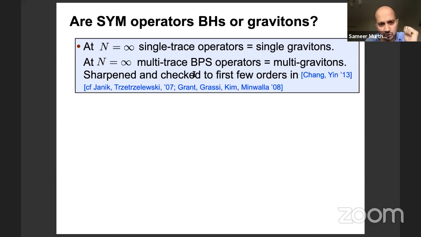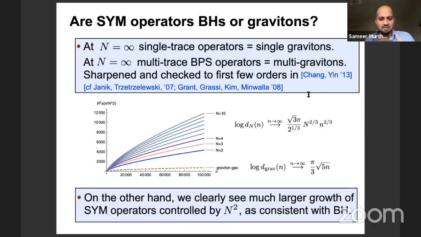They showed that at infinite N, in a very precise sense, if you look at the Q-cohomology, all the Yang-Mills BPS multi-trace operators can be written as multi-gravitons if you use the AdS/CFT dictionary. And numerically they checked it to the first few orders. Now this looks to be in complete contradiction with what I've been saying so far, that there should be a growth of the number of operators.